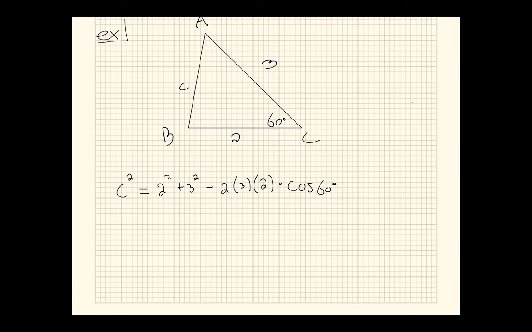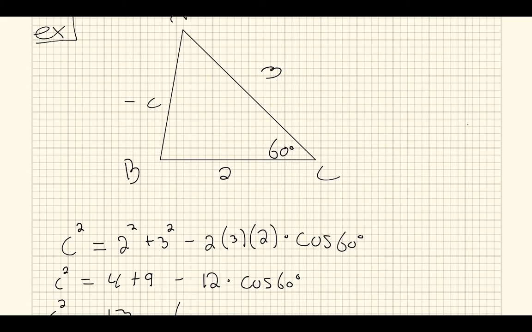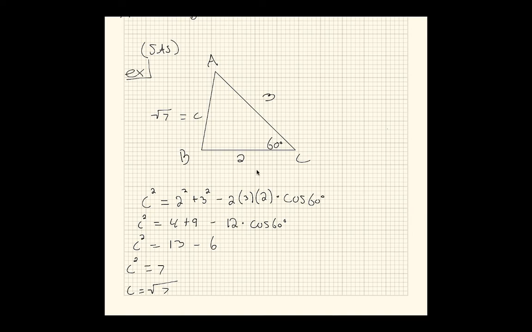And then we just do a lot of reducing. So c squared equals 4 plus 9 minus 2 times 3 is 6 times 2 is 12 times the cosine of 60. Okay. c squared equals 13 minus, if you recall, cosine 60, that's a special angle. Cosine of 60 should be 1/2. Okay, cosine 60 is 1/2, so 12 times the 1/2 is going to give us a minus 6. All right, 13 minus 6 is 7, equals 7. Square root both sides. c is equal to the square root of 7. Okay, so that's as easy as law of cosines is when you have a side angle side situation.